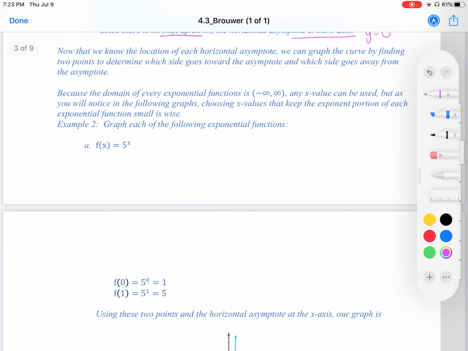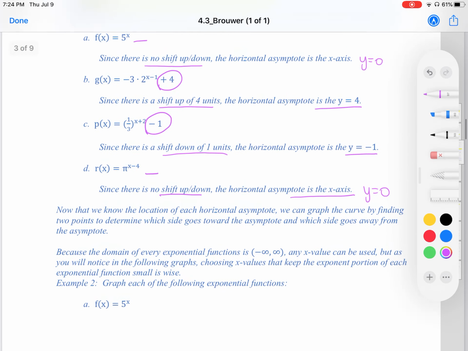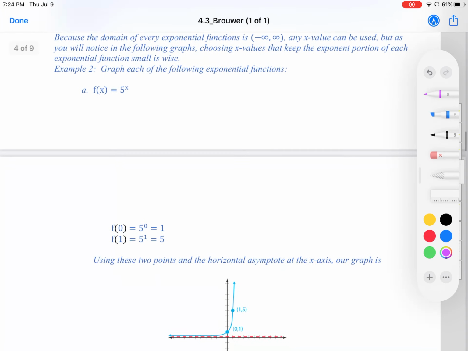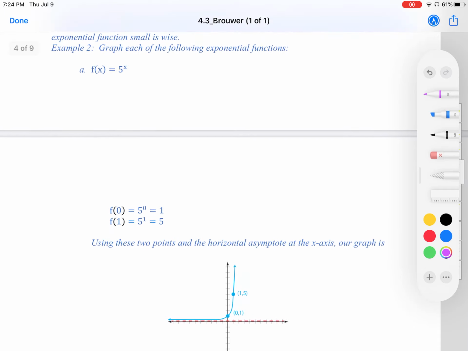Now that we know the location of each horizontal asymptote, we can graph the curve by finding 2 points and determine which side goes towards the asymptote and which goes away from the asymptote. All right, I'll do the first and C with you. So let's do A. Example 2, graph the following exponential functions. So A, we have f of x equals 5 with the exponent of x.